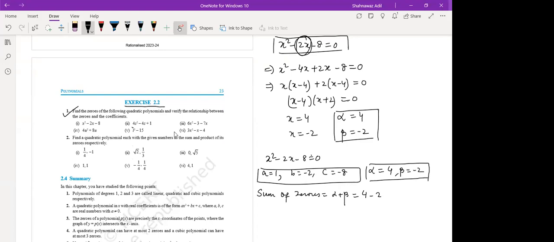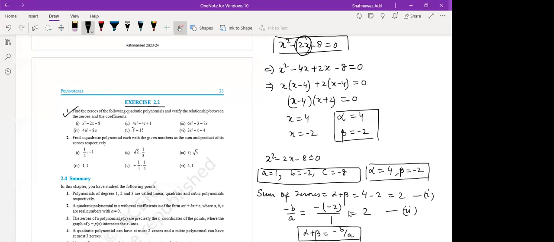No, we have to prove that relation, right? So we cannot use minus b by a directly. This is 2, equation 1. Now what is minus b by a? Minus b by a is minus of minus 2 divided by 1. So this is 2. So from 1 and 2, we can say that alpha plus beta is minus b by a. So we have proven that the sum of the zeros is minus b by a, right?